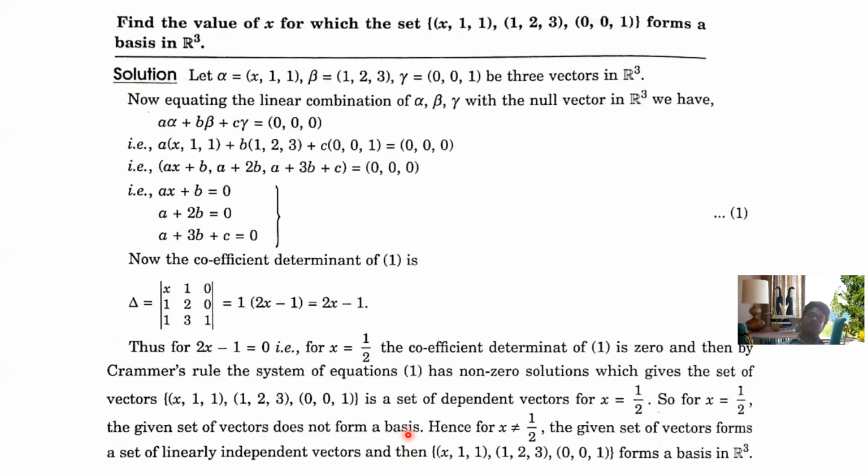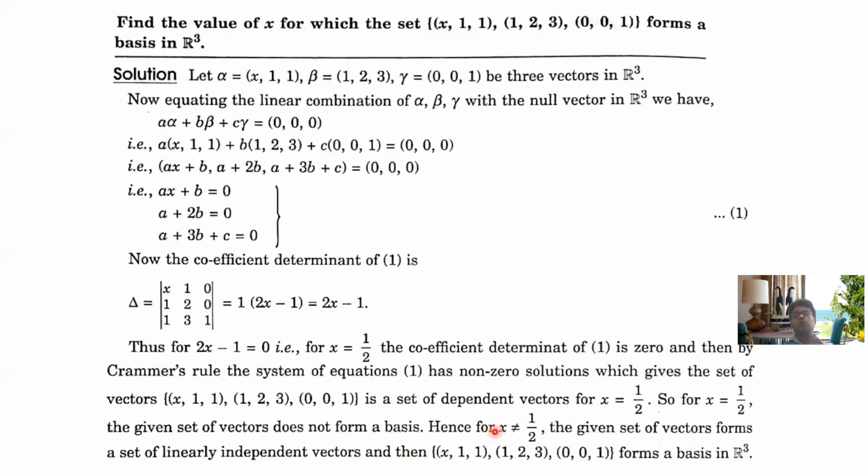Okay, so first condition, the set should be linearly independent. And hence for x not equal to half, the set of vectors forms a linearly independent set, as well as this (1, x, 1), (1, 2, 3) and (0, 0, 1) forms a basis of R cube if x is not equal to half.